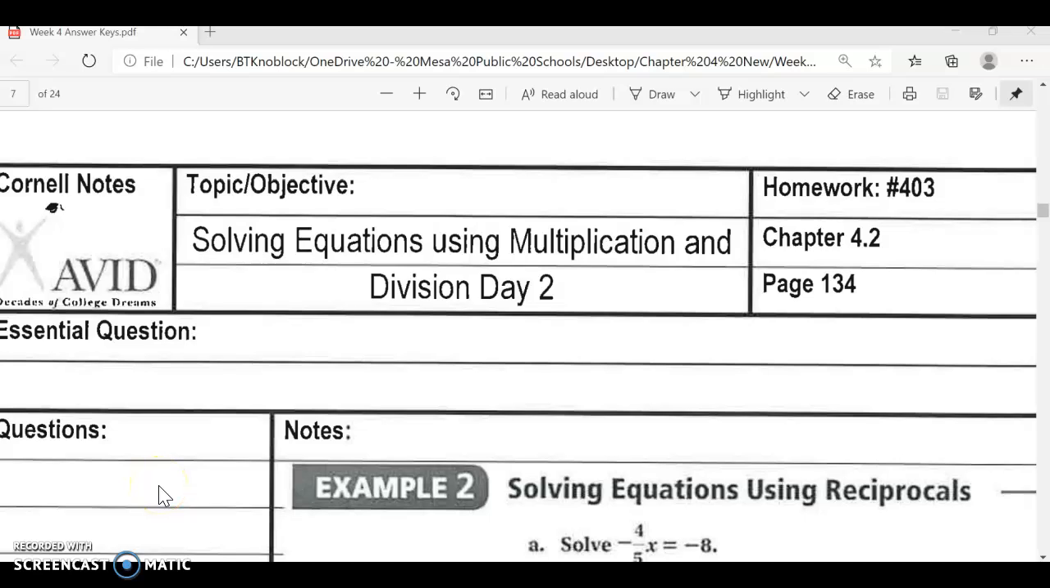Welcome to homework number 403, chapter 4.2, page 134. We are talking about solving equations using multiplication and division, day 2. So make sure you've got those notes out and ready to start.